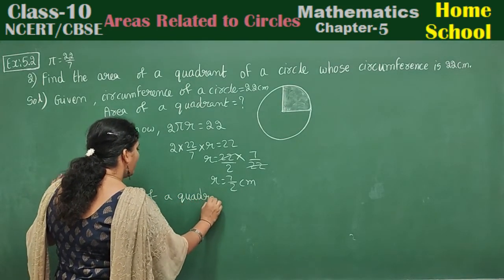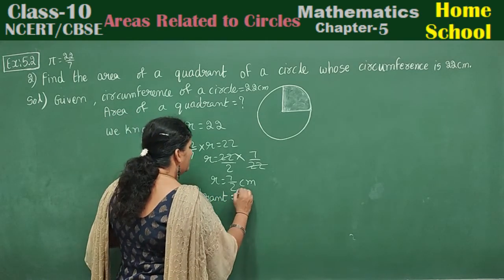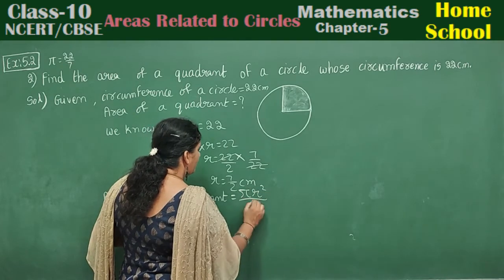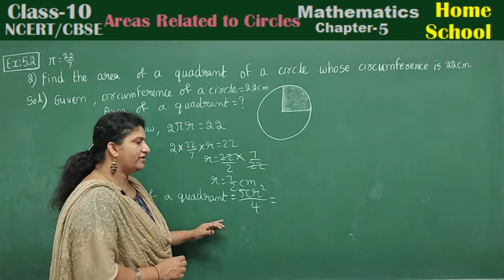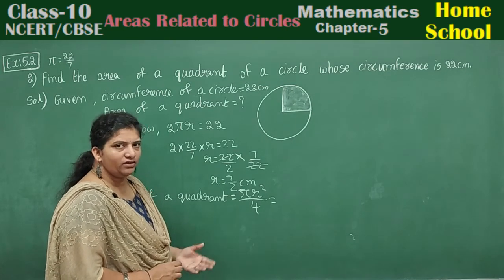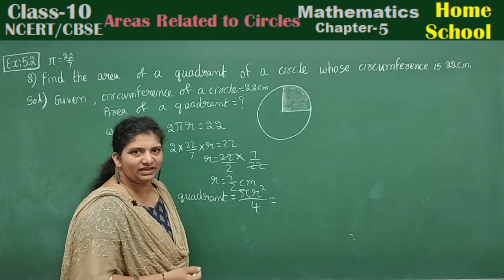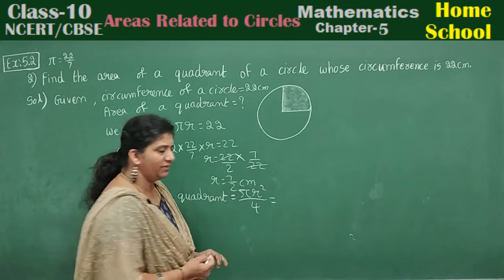What is the area of a quadrant, children? It is pi r square by 4. Or otherwise, you can go with theta by 360 into pi r square also. We know a quadrant is 1/4 part of a circle's area, so we can use this formula directly.